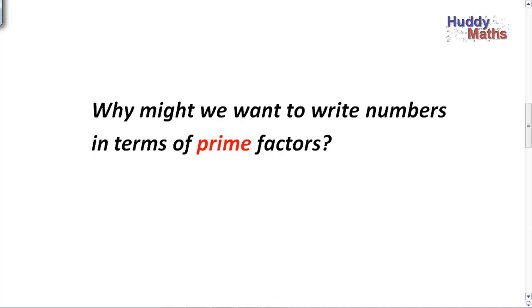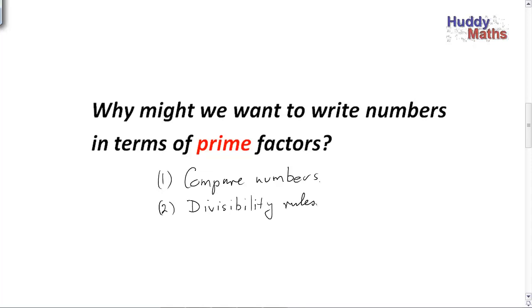Why might we want to write numbers in terms of prime factors? Well, I think number 1, what do you reckon? It allows you to compare numbers. Okay, compare composite numbers and look for common factors and common multiples. We can also look at whether they can be divided, divisibility rules, like can you divide a number by 3? If we write it as a product of primes, then we should be able to work out that divisibility rule, or whether they are divisible by a certain number. Okay, so that's what we're going to do, is going to break them all down and just see what prime factors they have in common.